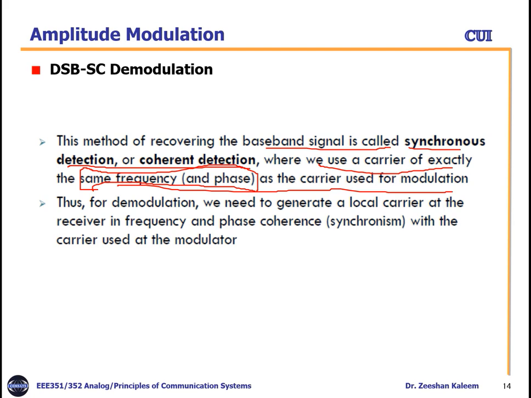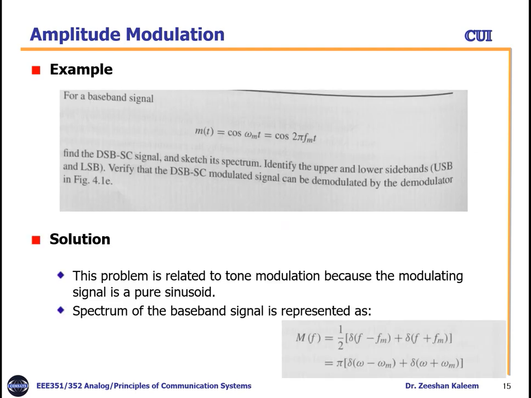Thus, for demodulation we need to generate the local carrier at the receiver in frequency and phase coherence, meaning similar to the carrier used at the modulator. This process is called coherent detection or synchronous detection.